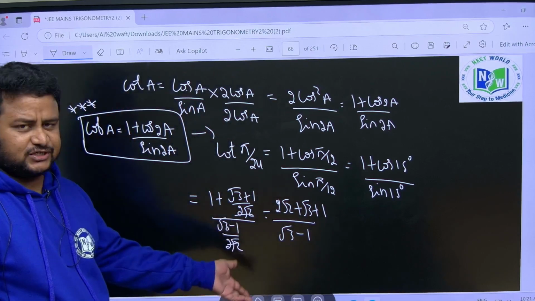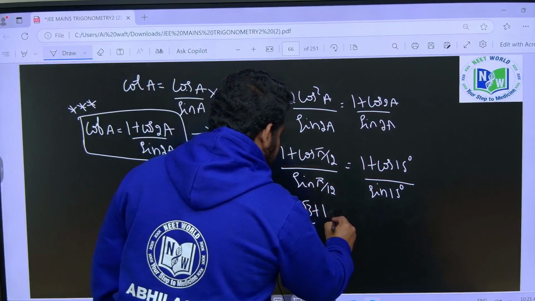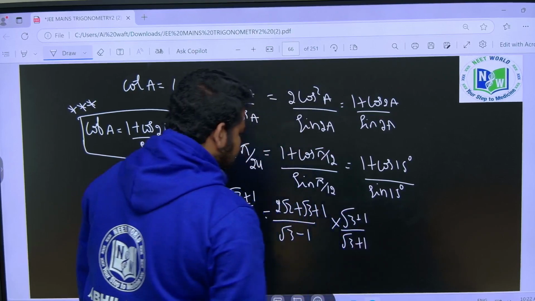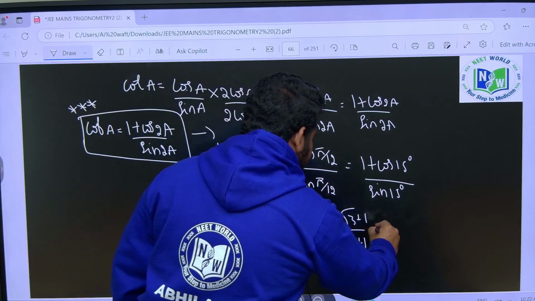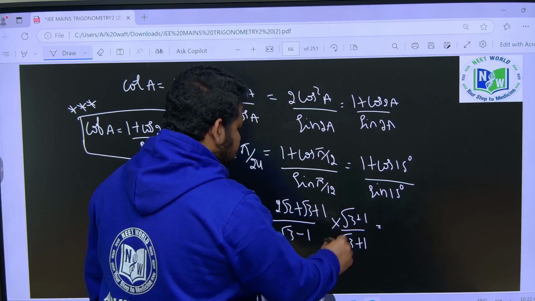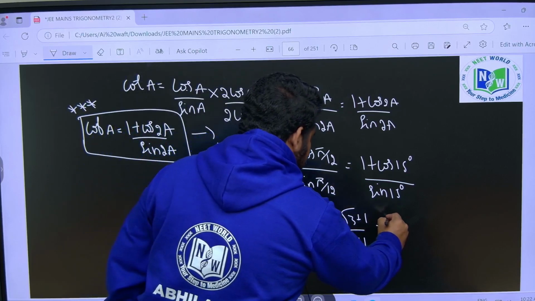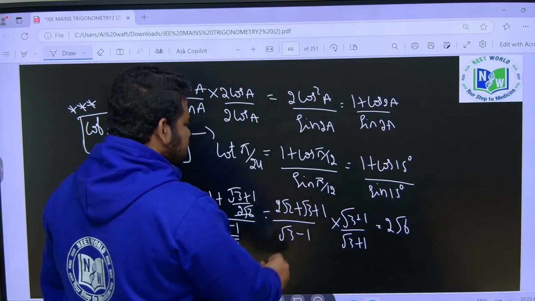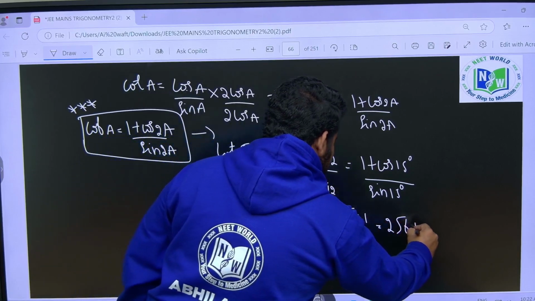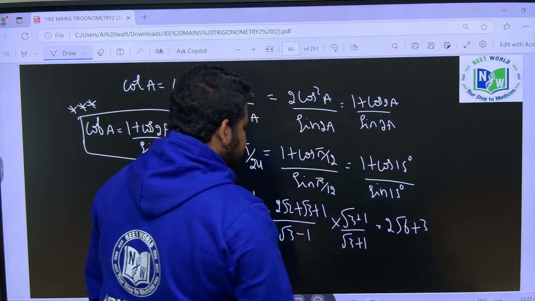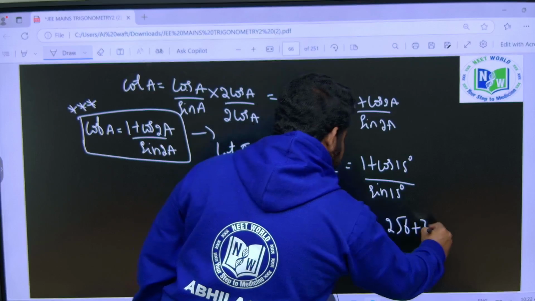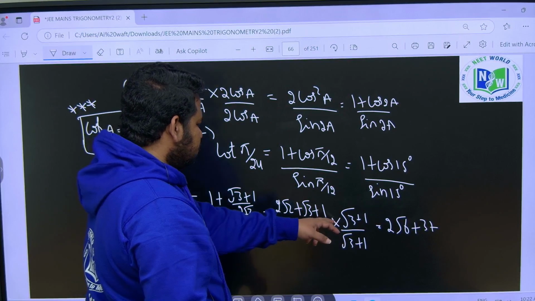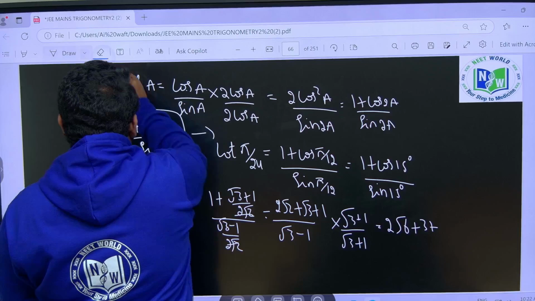Now what should I do? I should rationalize the denominator. So this becomes (2 root 2 plus root 3 plus 1) by (root 3 minus 1), multiplied by (root 3 plus 1) by (root 3 plus 1). So root 2 into root 3 is root 6, so 2 root 2 into root 3 gives 2 root 6. Root 3 into root 3 is 3, plus 1 into 1. Let us multiply again.